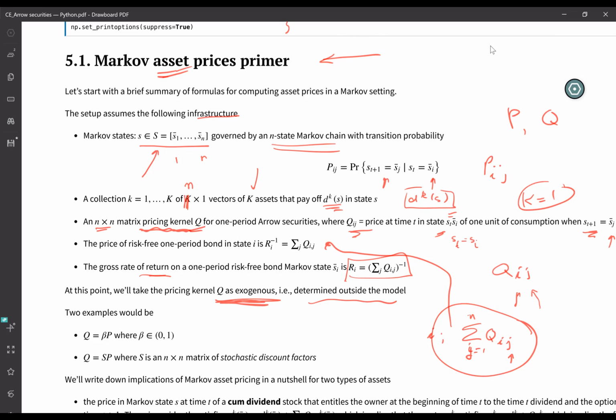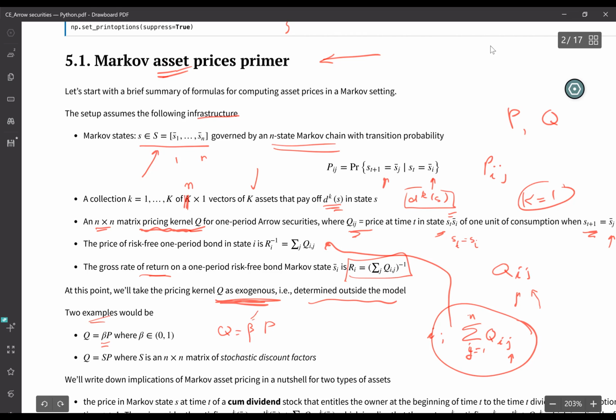So here's 2 leading examples of a pricing kernel. One is Q equals beta times P. That's a discount factor times P. So beta is a constant. So what that tells you is the price today in state i of 1 unit of consumption in state j is just beta multiplied by the probabilities.